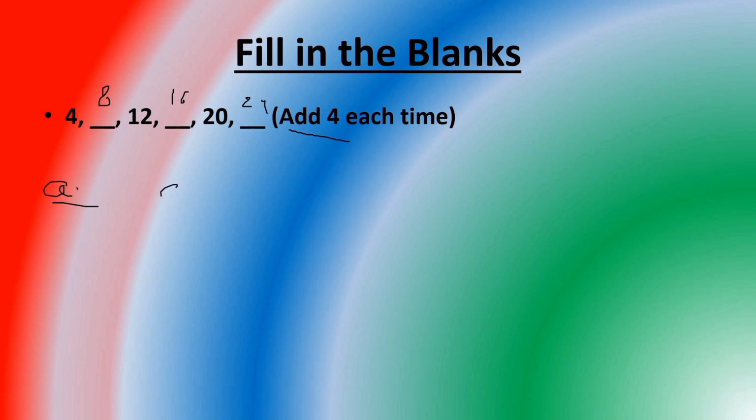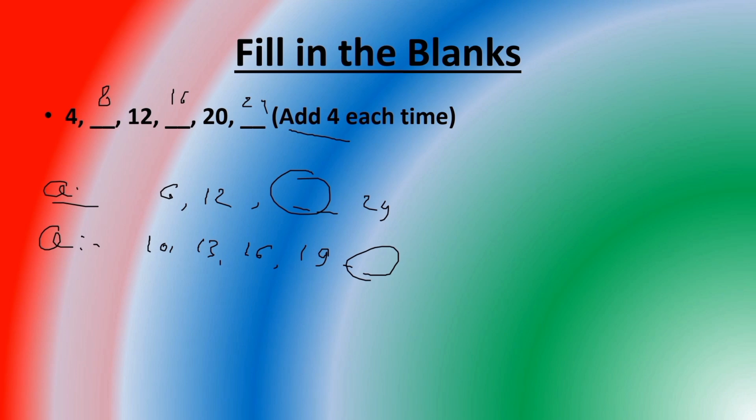There is one more question for you. We have given the numbers 6, 12, blank, and the next number is 24. You have to find the third number, what will come here. And the next question is 10, and after 10 we have 13, then the next number 16 and 19. So we have to see what will come next based on this pattern.